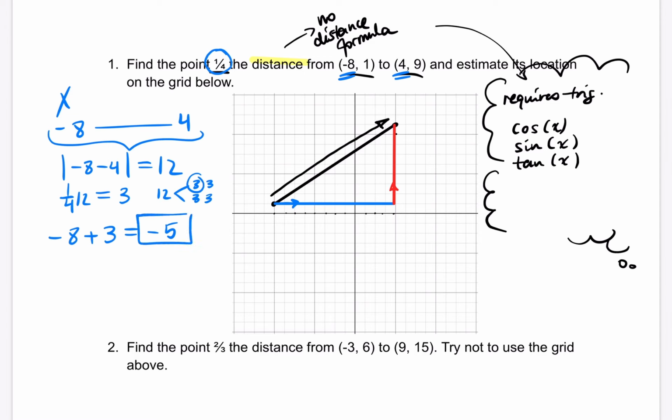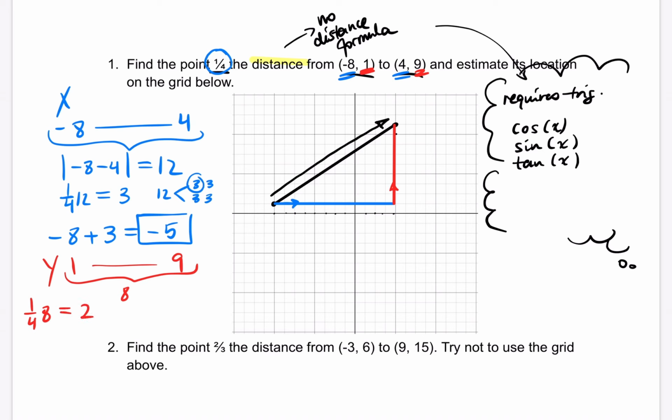Now in red, I'm going to do the y-coordinate the exact same way. I'm going from 1 to 9. So 1 to 9 on the number line, I want to go 1/4 the distance. Well, those guys are 8 apart, right? 9 minus 1 is 8. 1/4 of 8 is, of course, 2. 8 divided by 4 is 2.